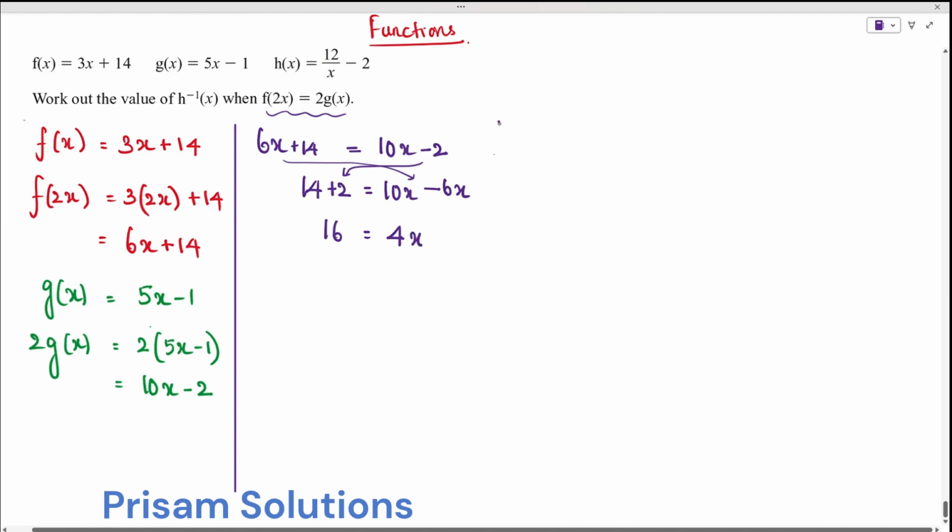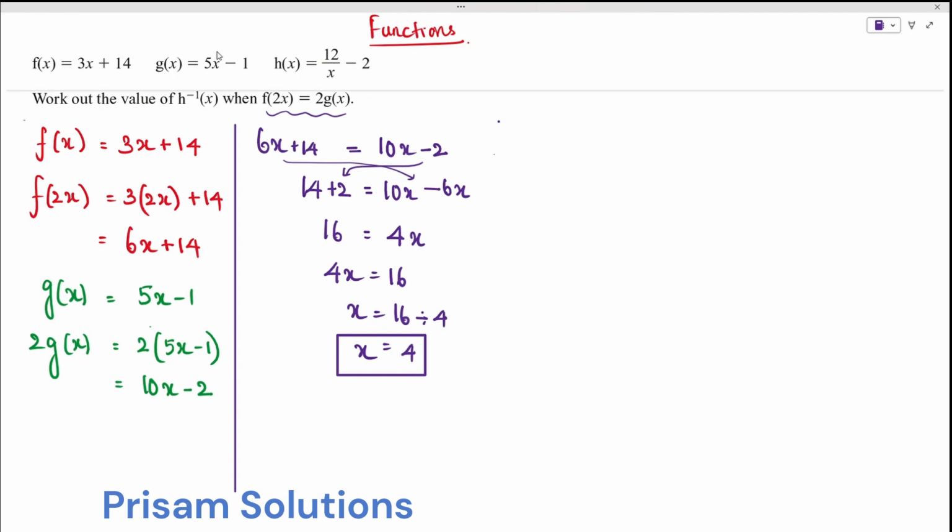4x, and because it's an equal sign, we can switch our two values around, they'll still be the same. So we have 16 is equal to 4x, or 4x is equal to 16. This gives us x is equal to 4. Now we have found our value of x.